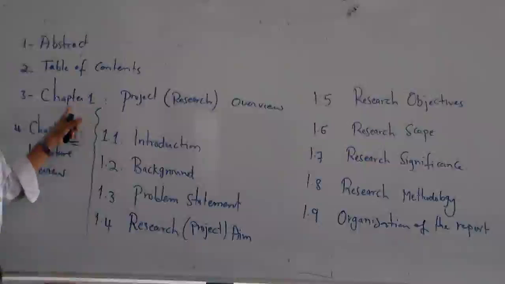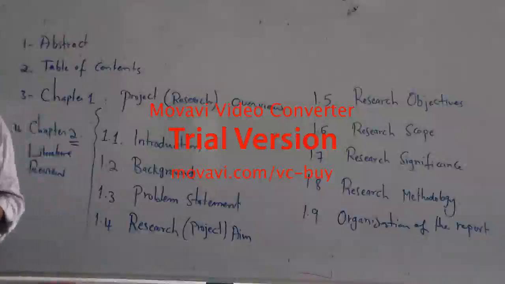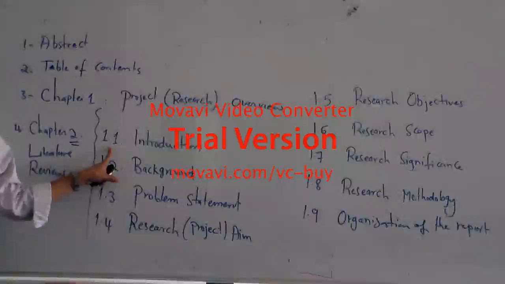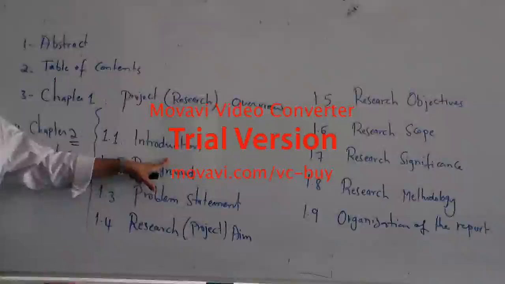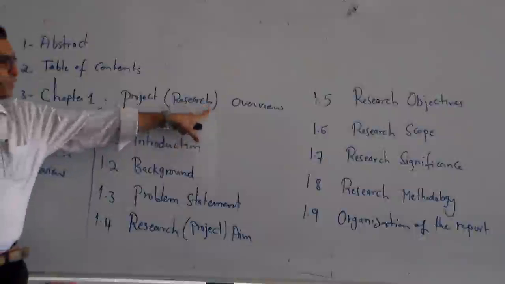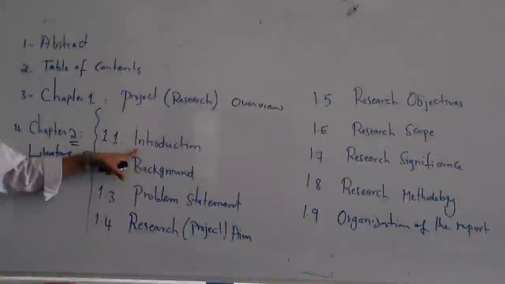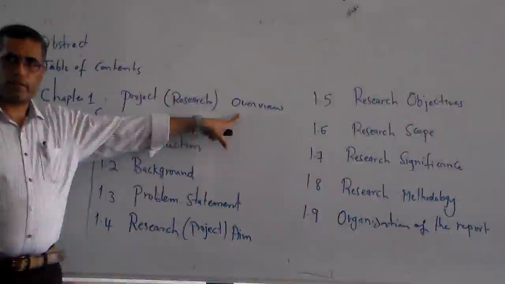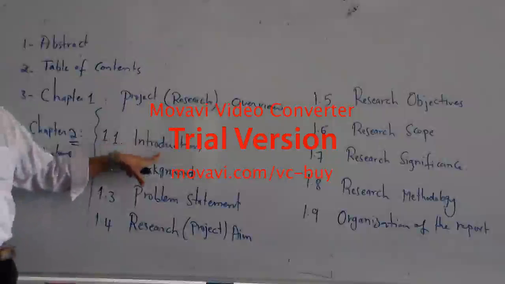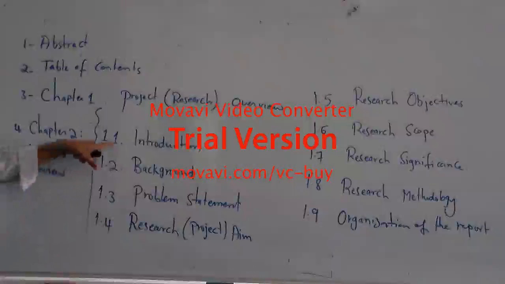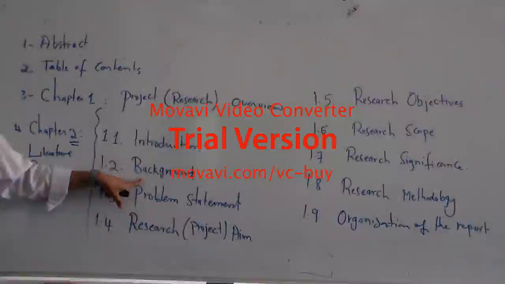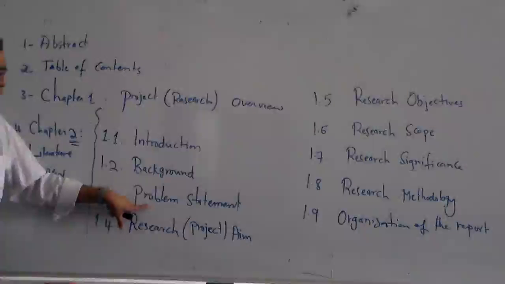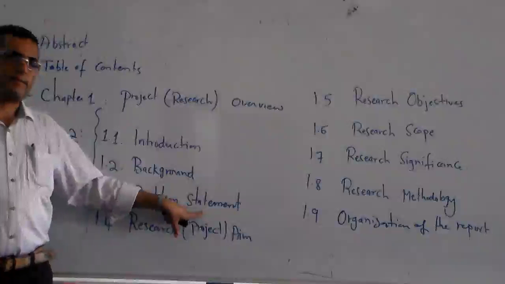And sometimes chapter 1, they call it introduction. If they call it introduction, then the first section in this chapter will be overview. But if the title is overview of the chapter, then the first section is called introduction. Okay? And after the introduction, there is a background. One section is the background, and after the background, we write our problem statement.